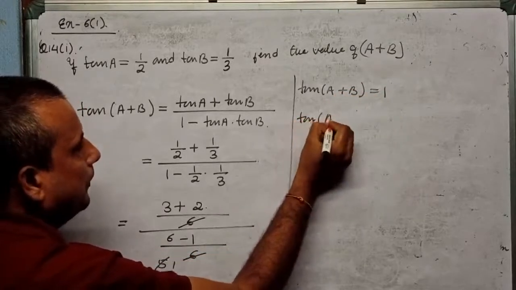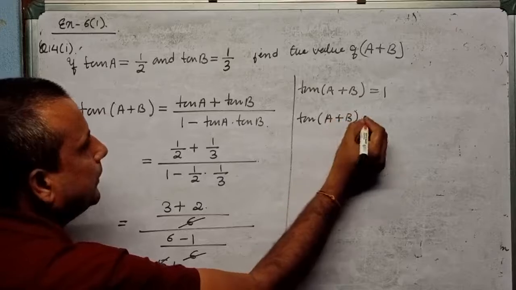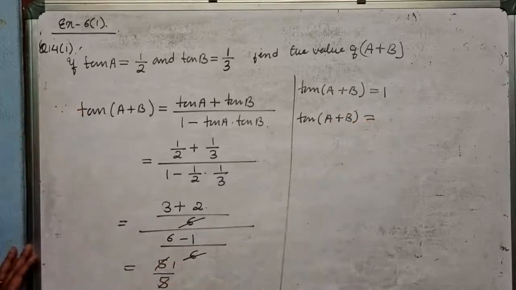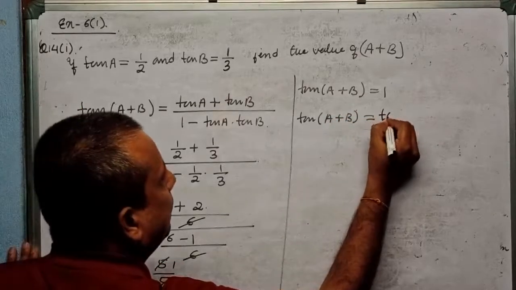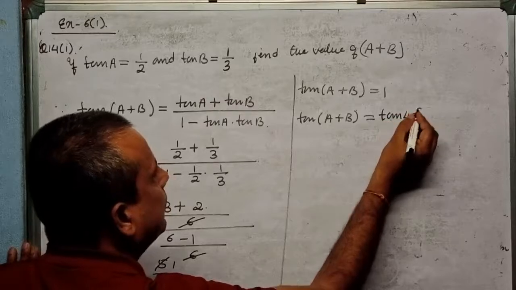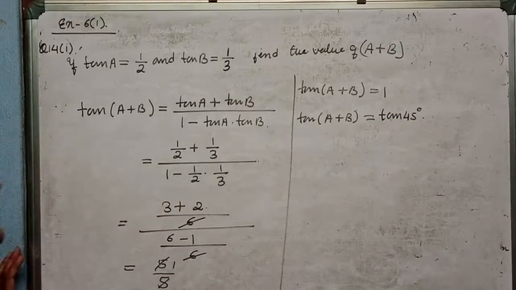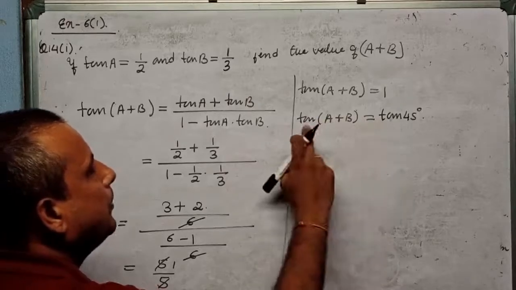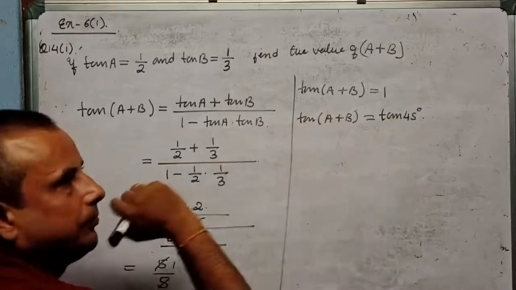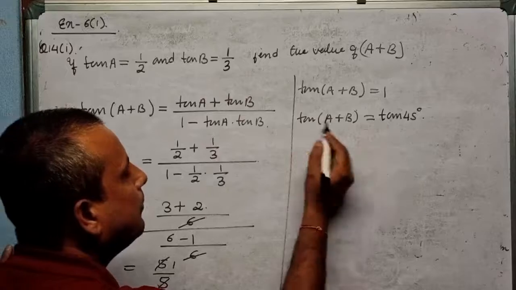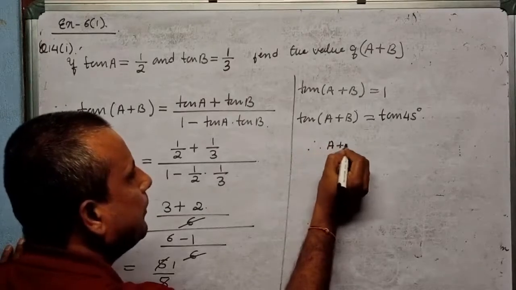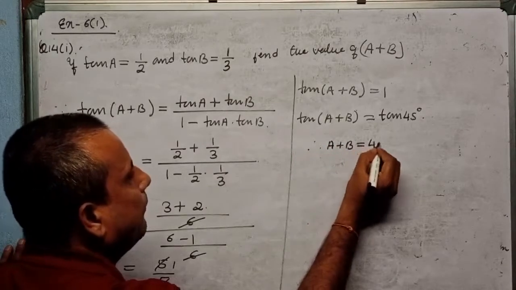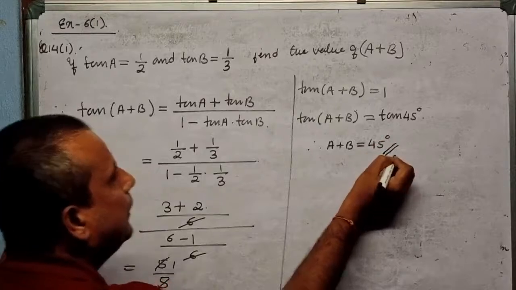Now we have to find the value of a plus b only, not tan a plus b. So we can replace this 1 by tan 45 degree, since tan 45 degree is 1. Now in place of 1 we can write tan 45. Then removing tan from both sides, therefore a plus b is equal to 45 degree. This is your answer.